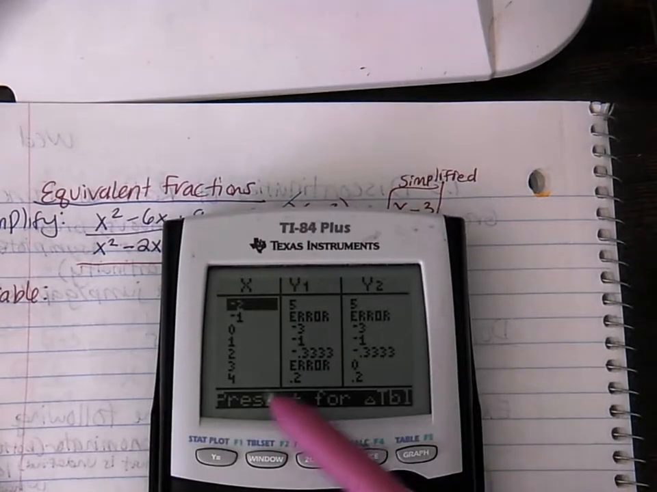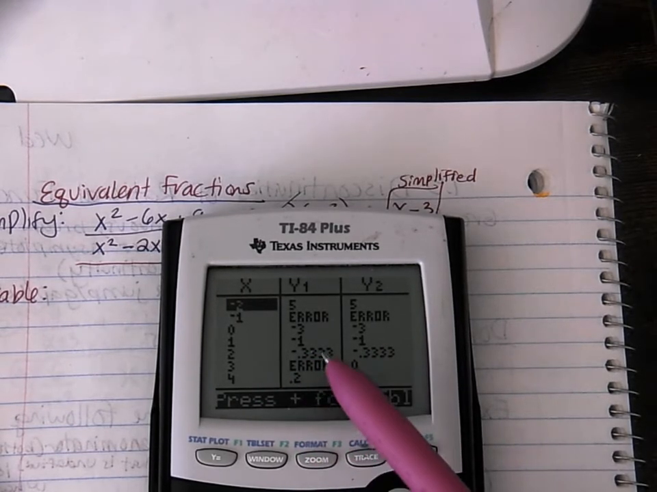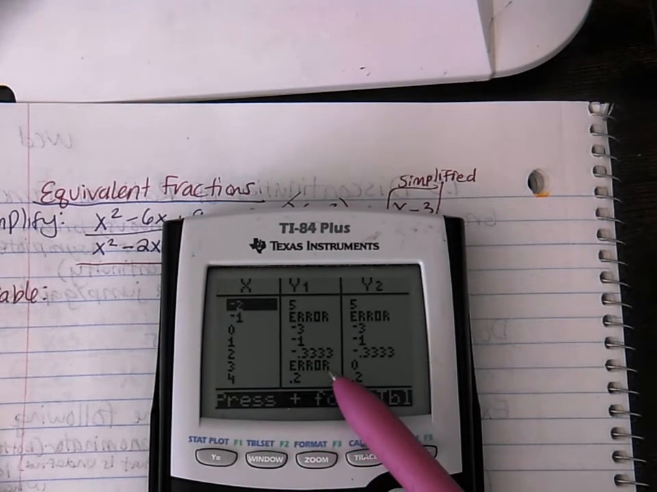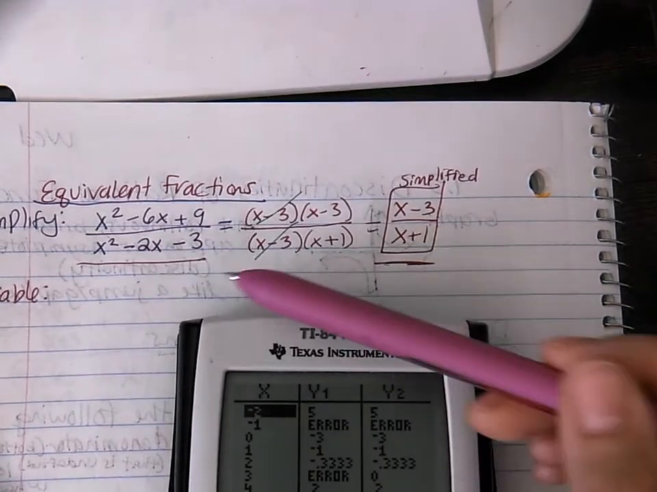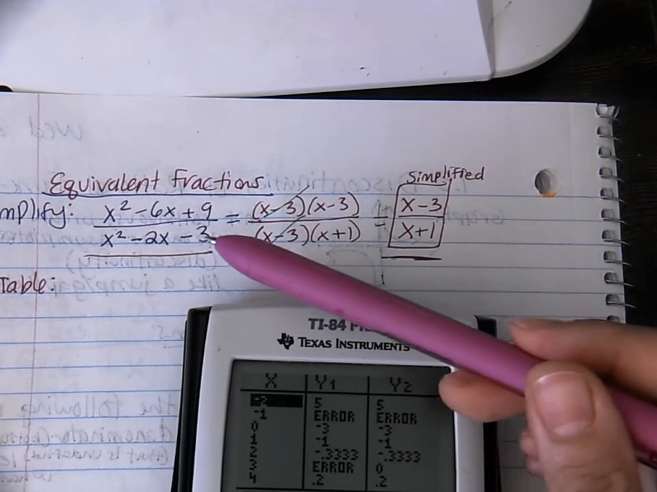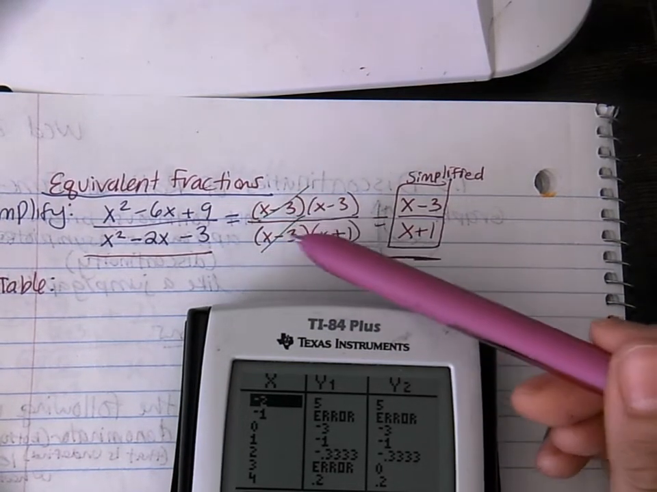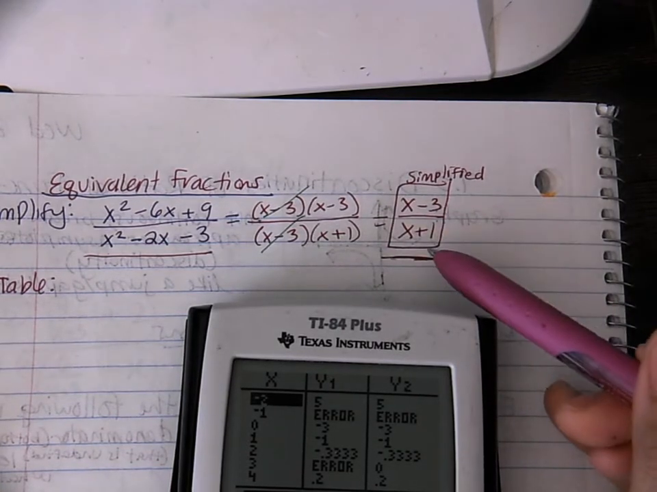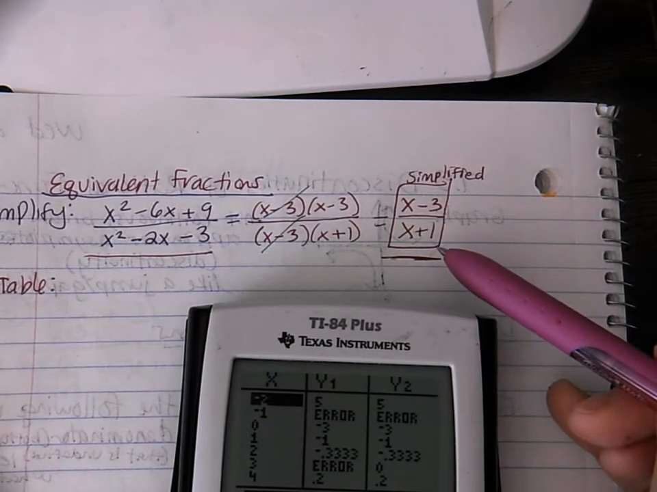Keep going. You have 0, negative 3, negative 3. That's the same. At 1, it's still negative 1 for both. At 2, it's still negative 1/3, a decimal that repeats. But then at 3, one of them says error and the other one says 0. And that's because in the original problem, at 3, there would have been an issue because you can't have 0 in the denominator, and 3 was creating a 0 in the denominator. But because it canceled out with the numerator, my simplified version doesn't have x minus 3 in the denominator, which creates a hole there.